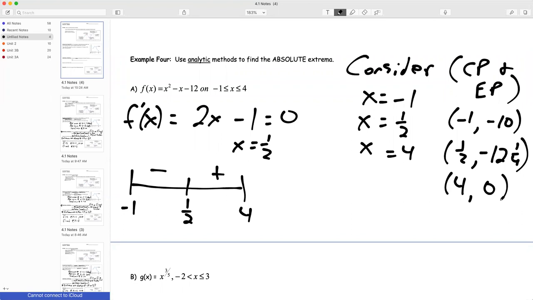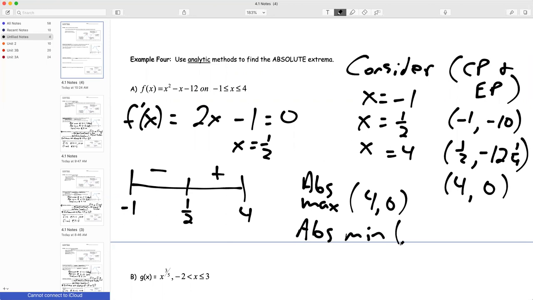And so now I can identify the absolute max and the absolute min. I have an absolute max. It's going to be this one, because 0 is higher than -10 and -12 and 1/4. And the absolute minimum is going to be at 1/2 and -12 and 1/4, because that value is less than -10.